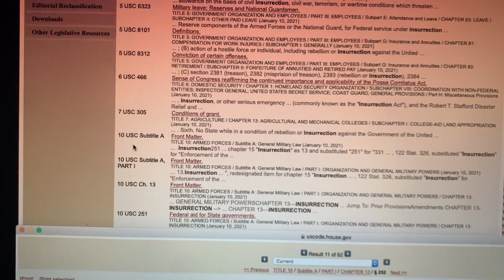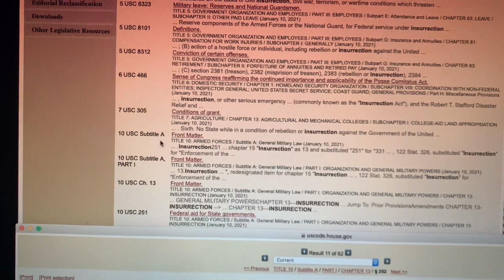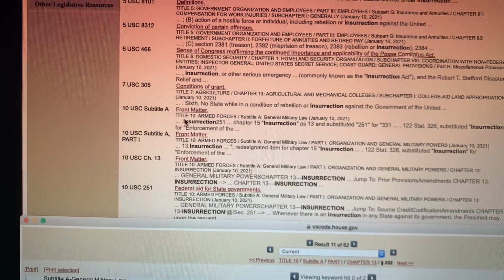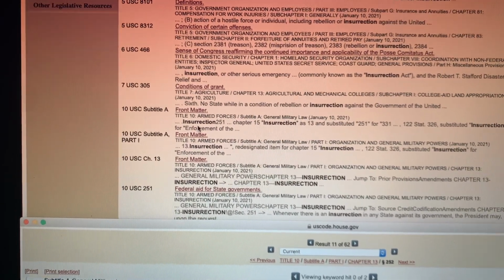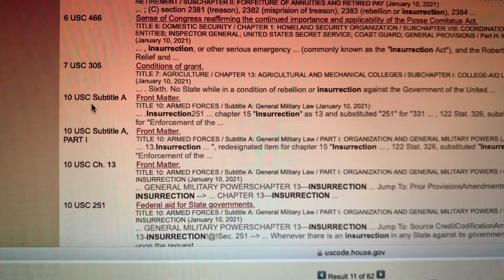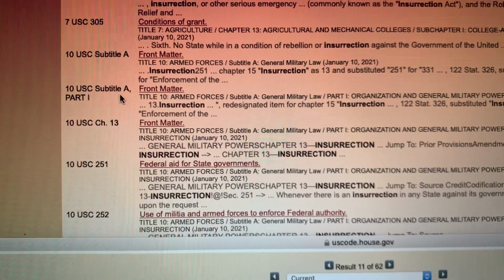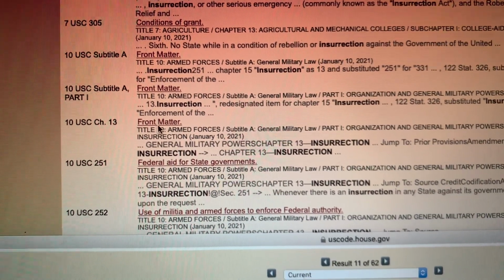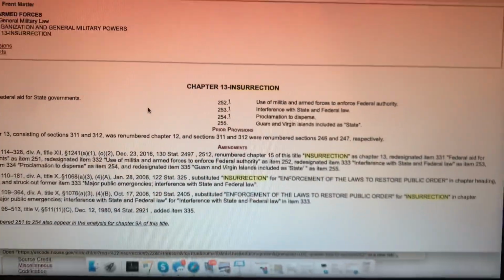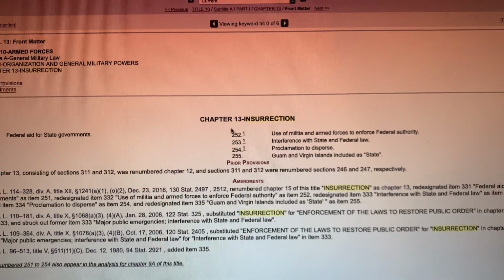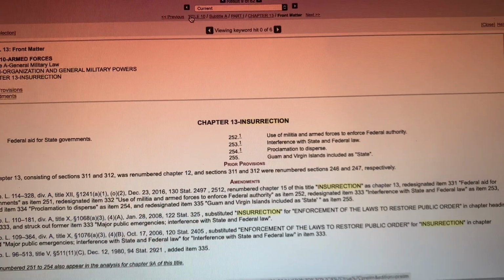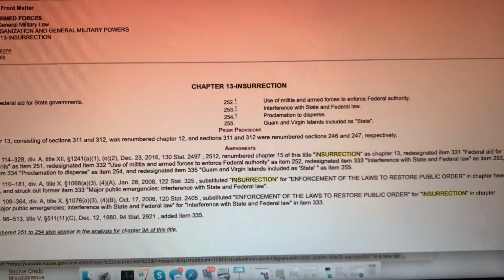So Title 10 is the military. So we can read through here and we can see which parts of Title 10 contain the word insurrection. So we got Subtitle A, Subtitle A1, Front Matter, Chapter 13. So you can click on Chapter 13, and then up comes Insurrection. Chapter 13 of Title 10 is on insurrection. And you can read all about what insurrection is.